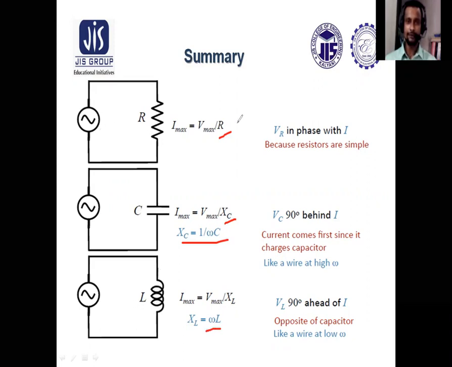For purely resistive, current and voltage are in the same phase. For capacitive, current leads by 90 degree. For inductive, current lags by 90 degree. Okay.